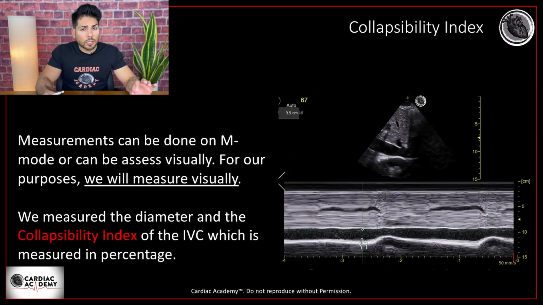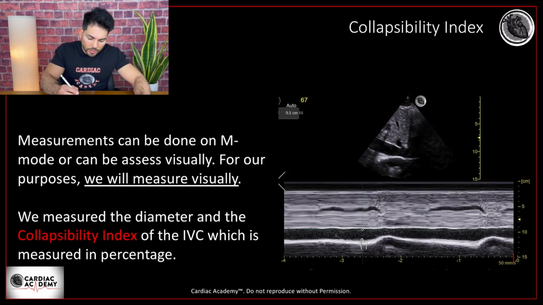All right, so the collapsibility index. The collapsibility index is how much the IVC is collapsing, okay? And we can measure this in 2 ways. We can do it visually, which is the way we're gonna concentrate on in this video, but you can also use M mode. The benefit of M mode is that you are actually measuring, you're looking for a number, versus visually, you're kind of estimating how much is collapsing, okay? But both of them are pretty useful.